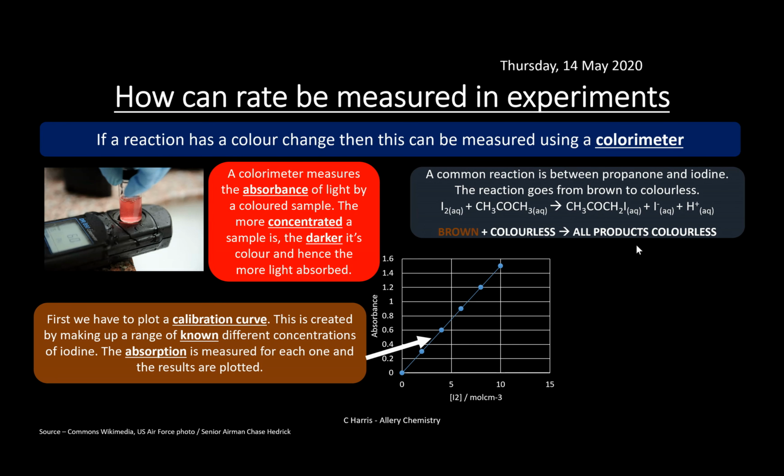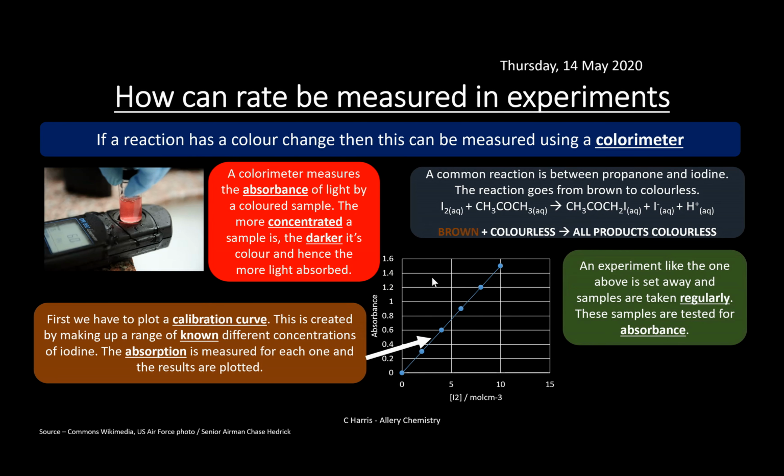So if we plot the concentrations of iodine, as you can see on there, at regular points, we measure the absorbance. And then an experiment like the one above is set away, and samples are actually taken regularly from this. And these samples are then tested for absorbance. So we take regular amounts from it.